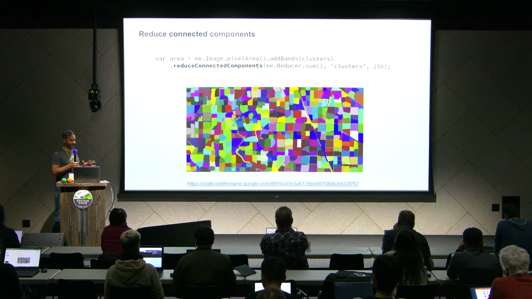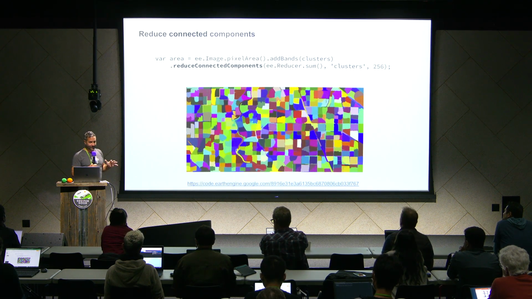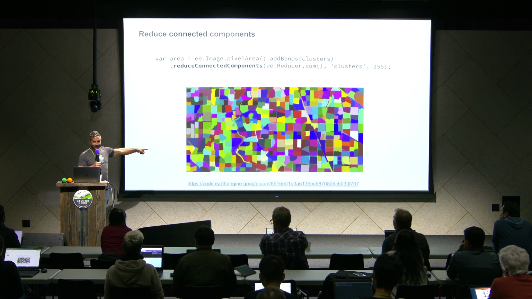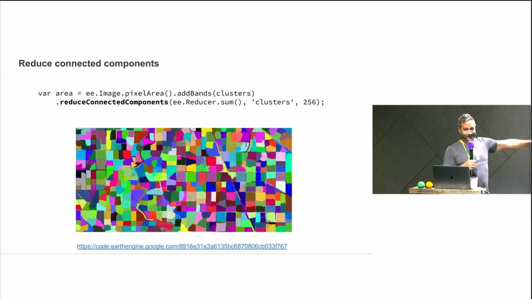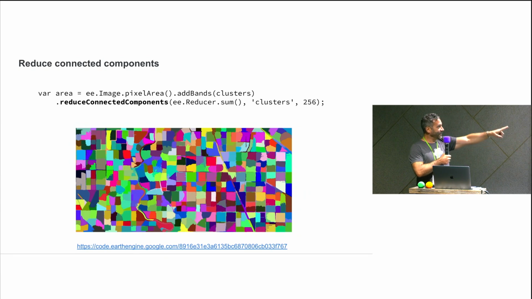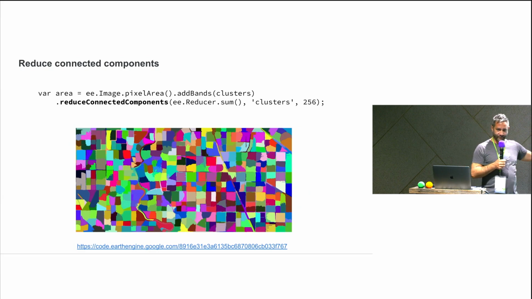Let me repeat that because this is worth repeating. Do not turn that into vectors and then use reduce regions. You will be sad. Instead, use reduce connected components when you've got an image of contiguous regions and you want to get some value in each one of those regions.